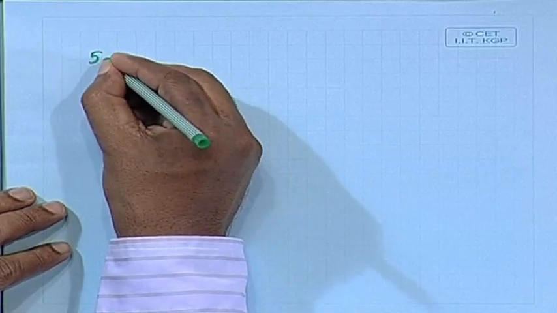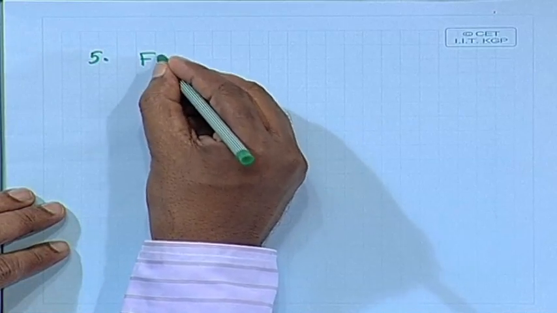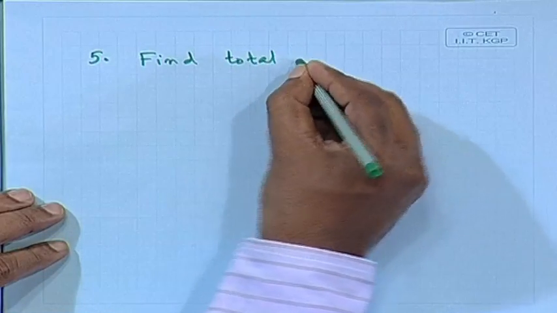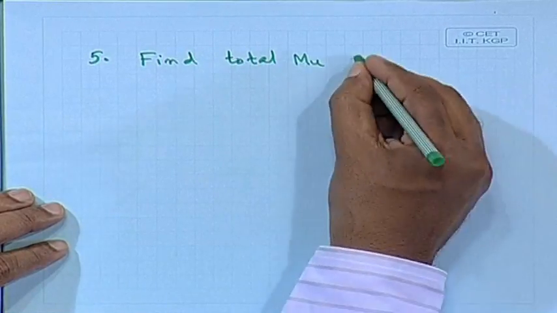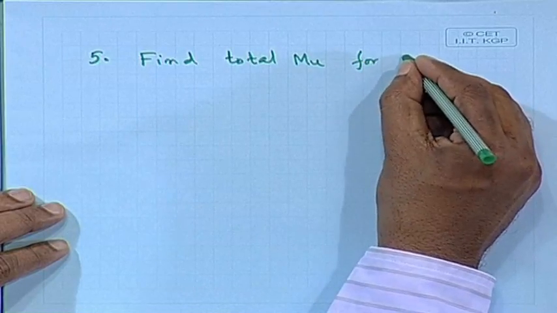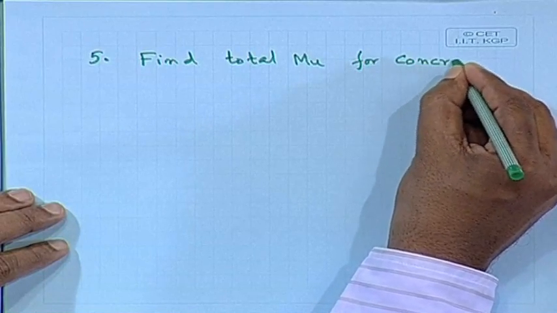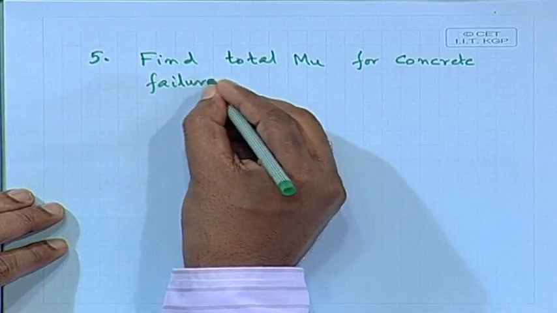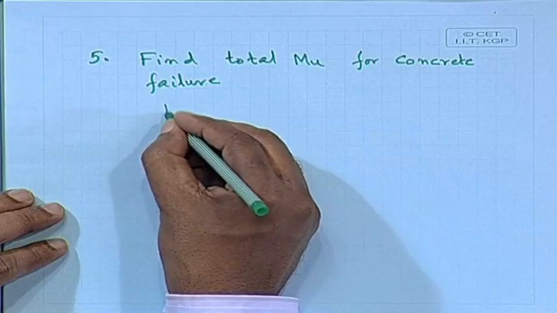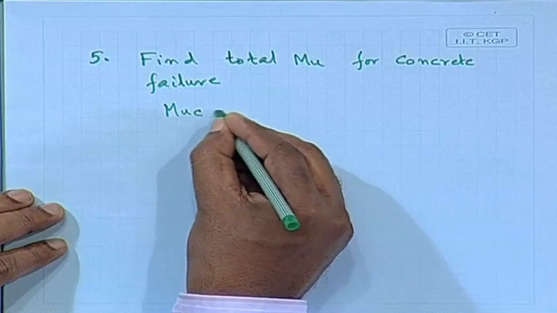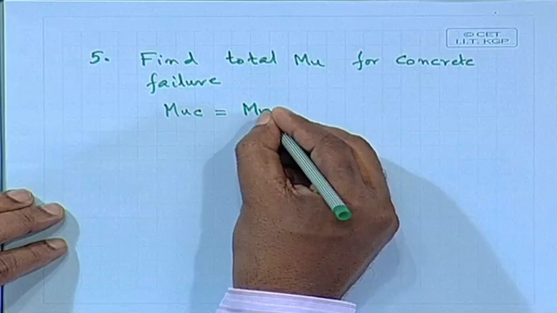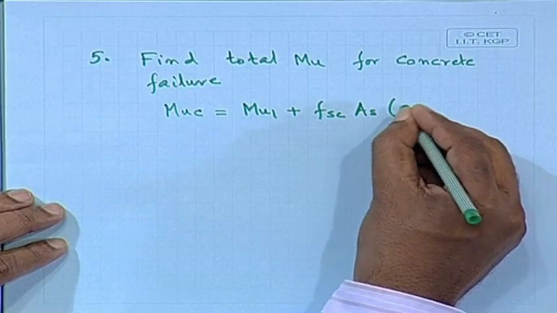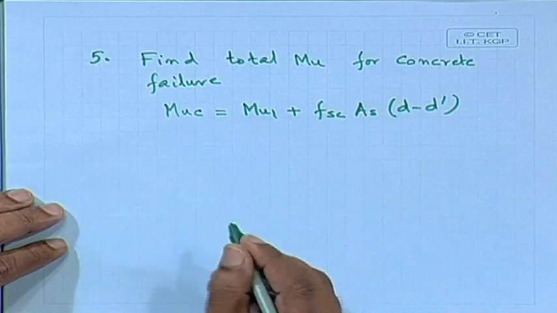Number 5, find total Mu for concrete failure. We can designate it as Mu_c equal to Mu1 plus FSC ASC times d minus d dash.